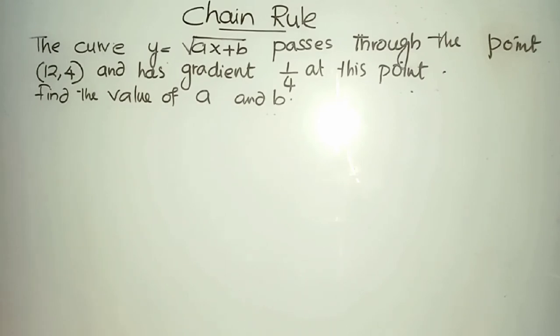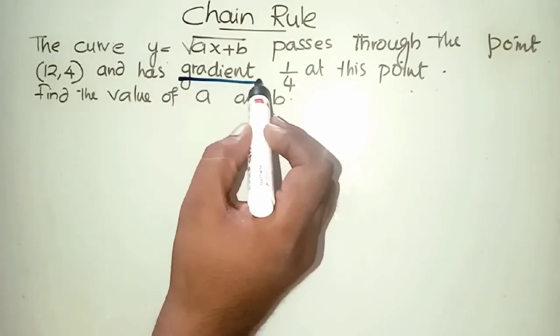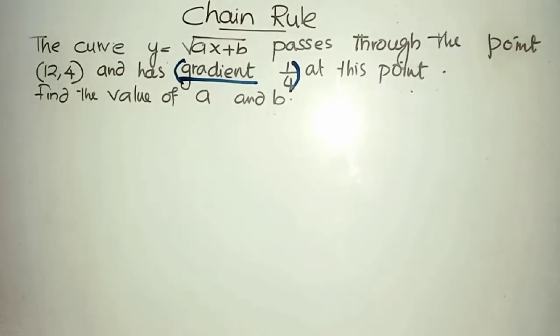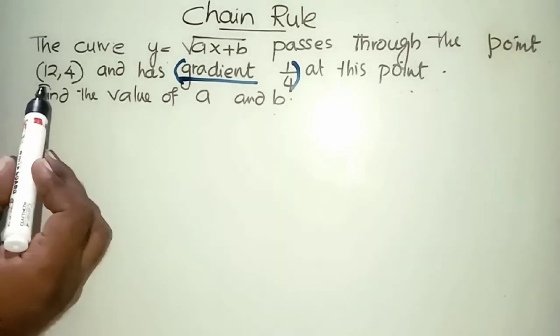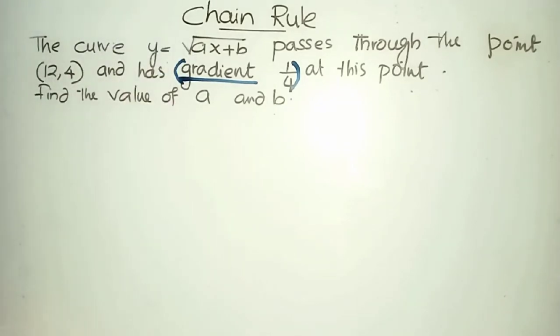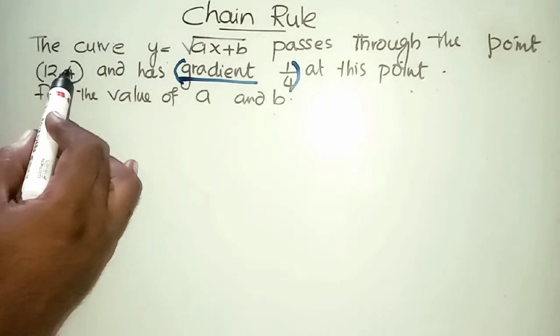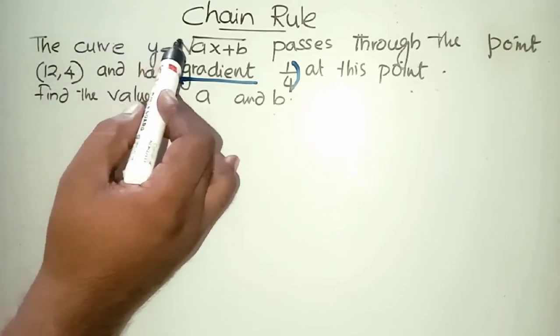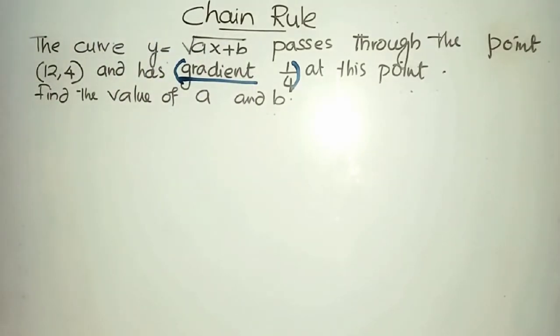So here we have to make use of the term gradient, which is 1 by 4. This is one concept given here. As gradient is 1 by 4, that means derivative is 1 by 4 at the point (12, 4). So we can make use of derivative here. That is one plan. The next plan is if you substitute (12, 4) in the equation directly, we get y is 4 and x is 12. So we get 4 is equal to root of (12a plus b). We can consider that one as another equation. So that is another plan. So let's see what to do here.